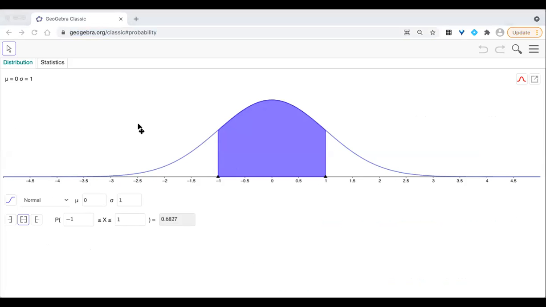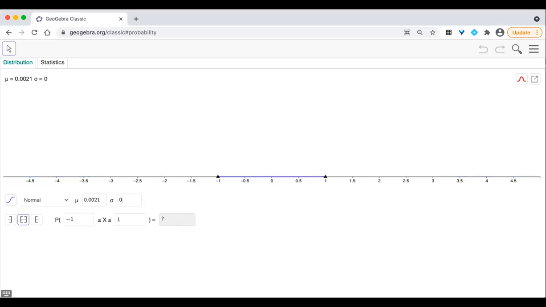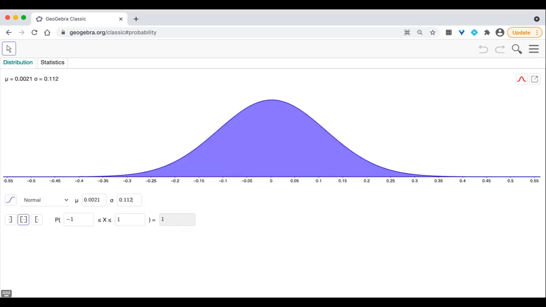Okay, so we know that the mean here is supposed to be 0.0021. So I'm just going to go ahead and key that in right here, 0.0021. And then it told me that the standard deviation was 0.112. So I have to type that in here as well, 0.112. What is the area under the curve that is more extreme than 0.27?